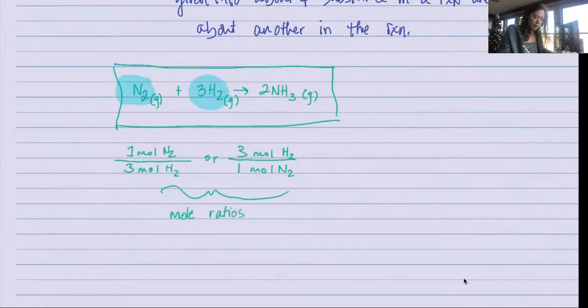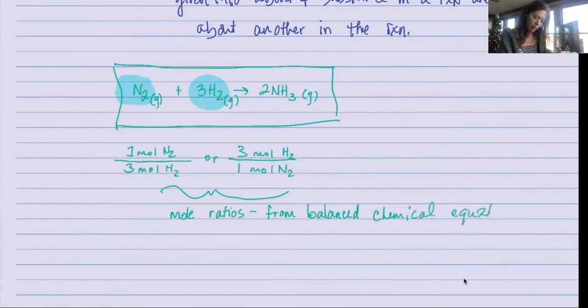We get them from using the balanced chemical equation. And it is the centerpiece of stoichiometry. You must have a balanced chemical equation because the balanced chemical equation gives you the mole ratio between the two substances you're talking about, okay?